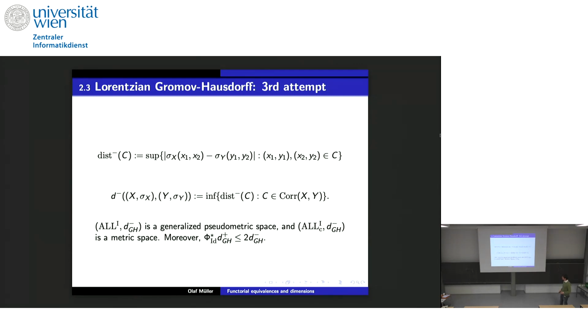And then it turns out that this actually gives a generalized pseudometric space. And if you, for example, restrict to the space of compact Lorentzian length spaces or pre-length spaces, then this will give a true metric space. And you get a nice estimate between d plus and d minus.